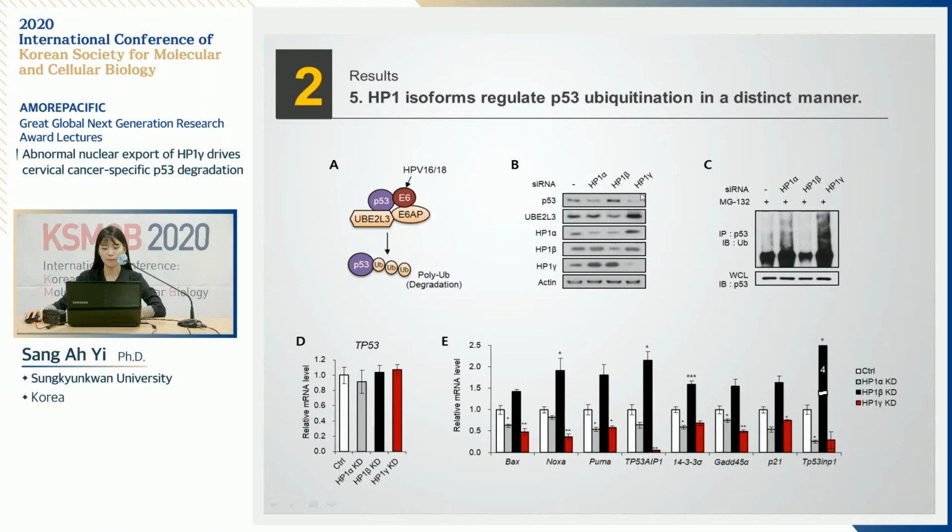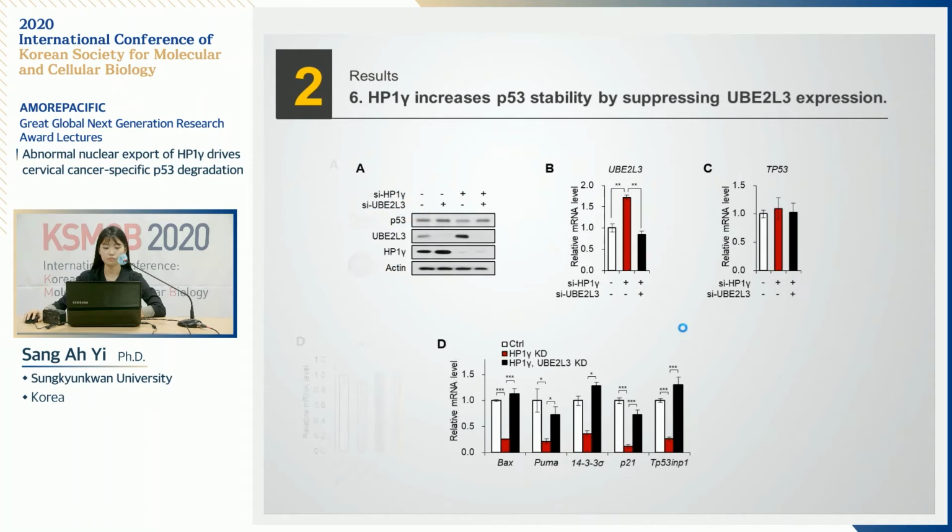Knockdown of HP1 gamma increased the UBE2L3 expression and polyubiquitination of p53, decreasing the protein level of p53 and the expression of p53 target genes. And these effects of knockdown of HP1 gamma were all recovered by the co-knockdown of UBE2L3. These data suggest that HP1 gamma can promote p53 signaling through the suppression of UBE2L3 expression.